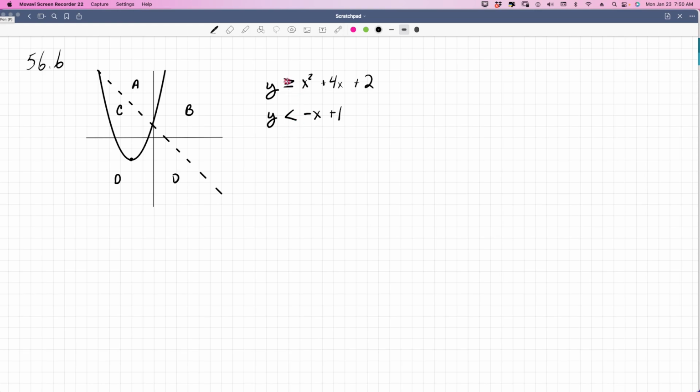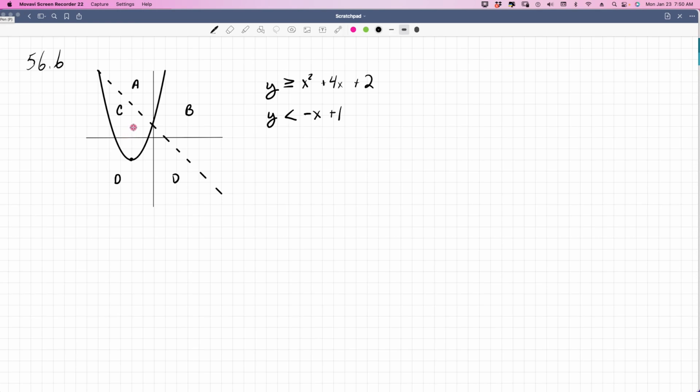So based on the inequality that is given, y is greater than x squared plus 4x, I believe that it is going to be inside the parabola and above the parabola, right? It's going to be inside because this is greater than, so it's going to be above the parabola line. So that's going to be inside of it. But y is less than negative x plus 1 tells me that's going to be below the line. So my hypothesis is that it is going to be section C.